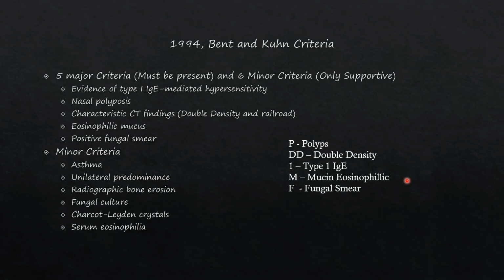So I have prepared this mnemonic. It is PDD1MF, right? We know PDD is a singer, right? And he had some scandal recently, so he became 1MF. We know what MF is. So P for polyps, D for double density sign, 1 for type 1 IgE, M for mucin, which is eosinophilic, and then fungal smear, right? So if you remember all of this, it will be very easy to diagnose. So PDD is 1MF.